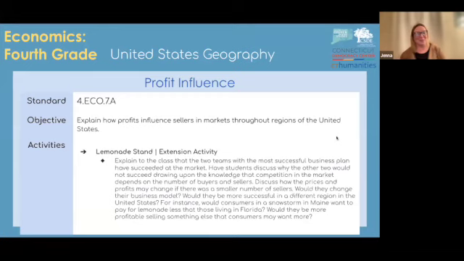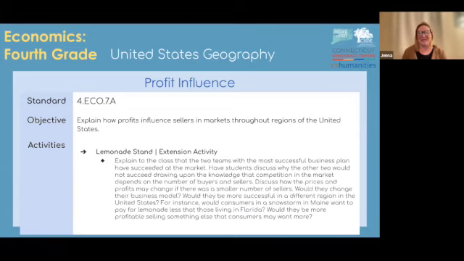So if you wanted to go further with this, you could explain to the class that the 2 teams with the most successful business plan have succeeded at the market. Of course, they're going to celebrate. Have students discuss why the other two would not succeed, drawing upon their knowledge that competition in the market depends on the number of buyers and sellers. So now that the other teams are no longer there, what might happen?